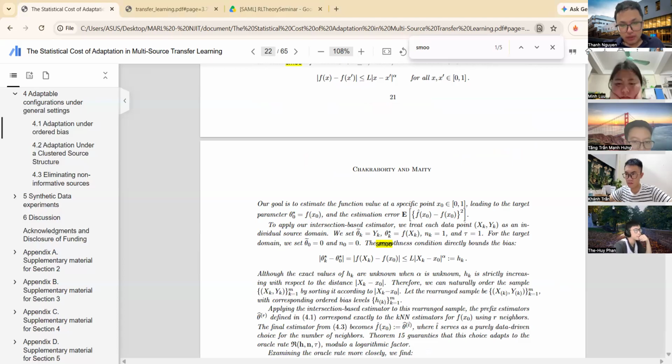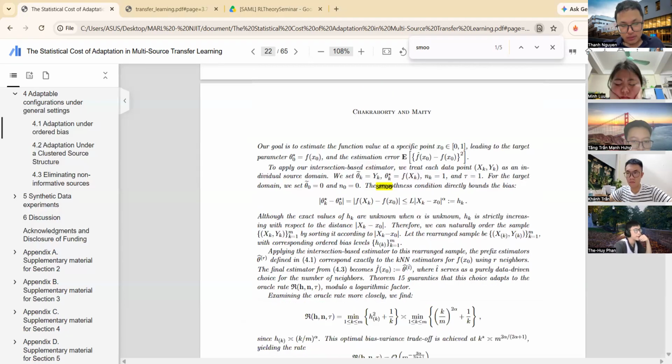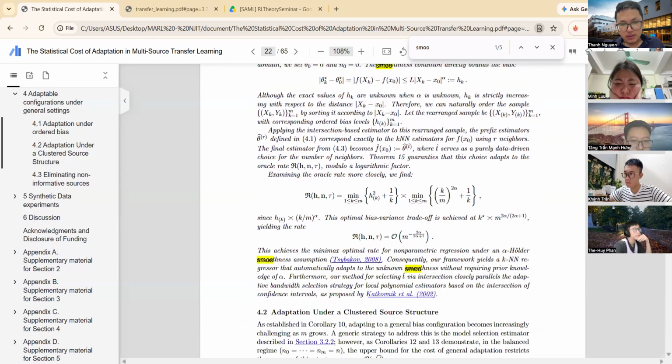Can you scroll down a bit? I think they write the rate. You see the rate is m to the power of minus 2 alpha over 2 alpha plus 1. In the parametric case, it's usually 1 over square root of m times some polynomial function of d. So you usually have two different settings for function approximation, parametric and non-parametric.